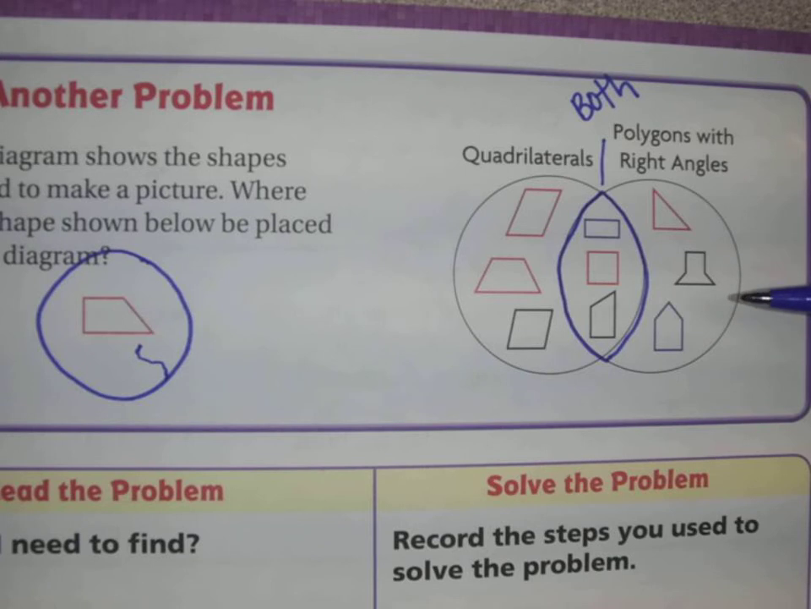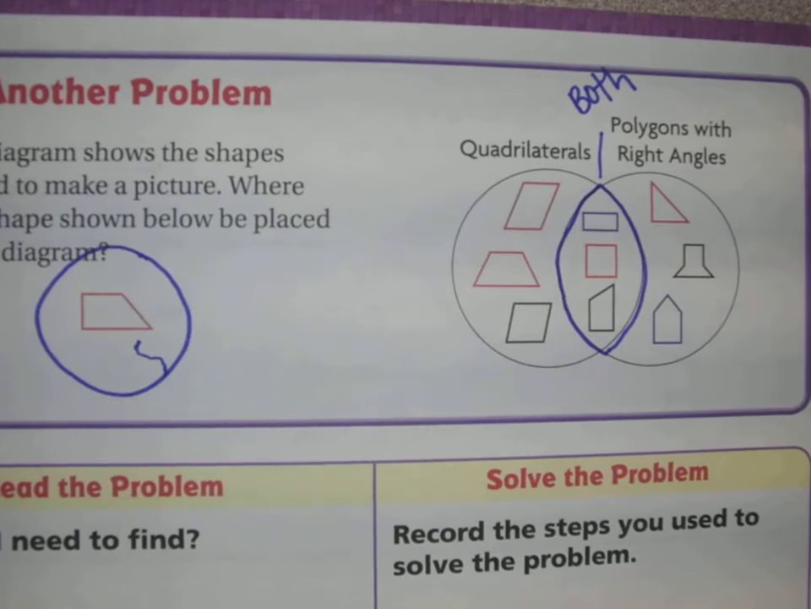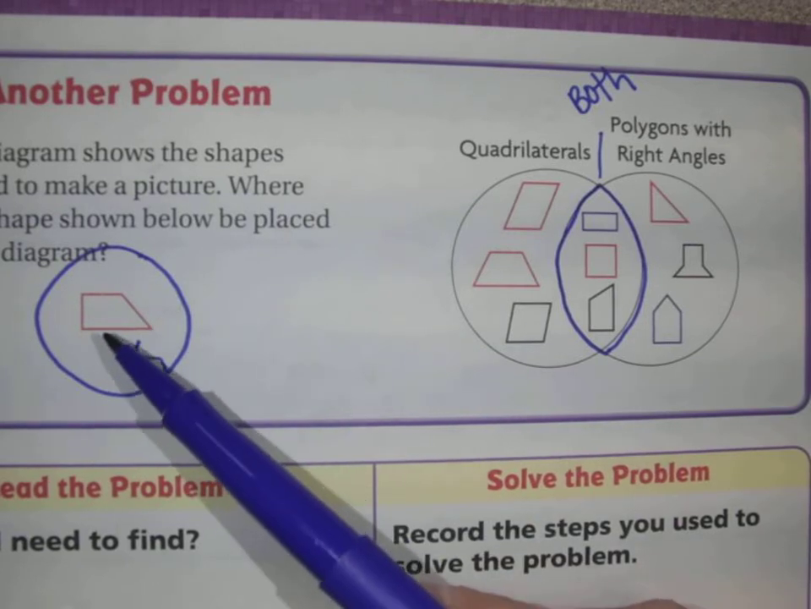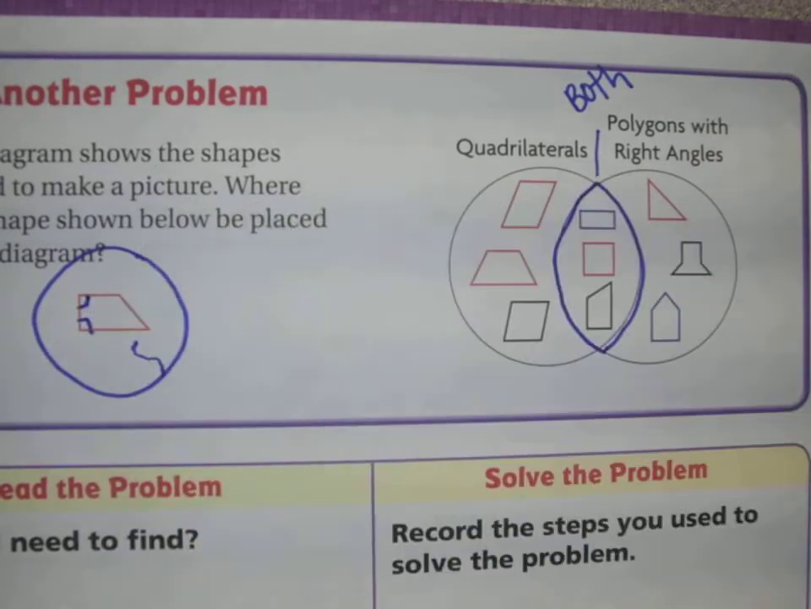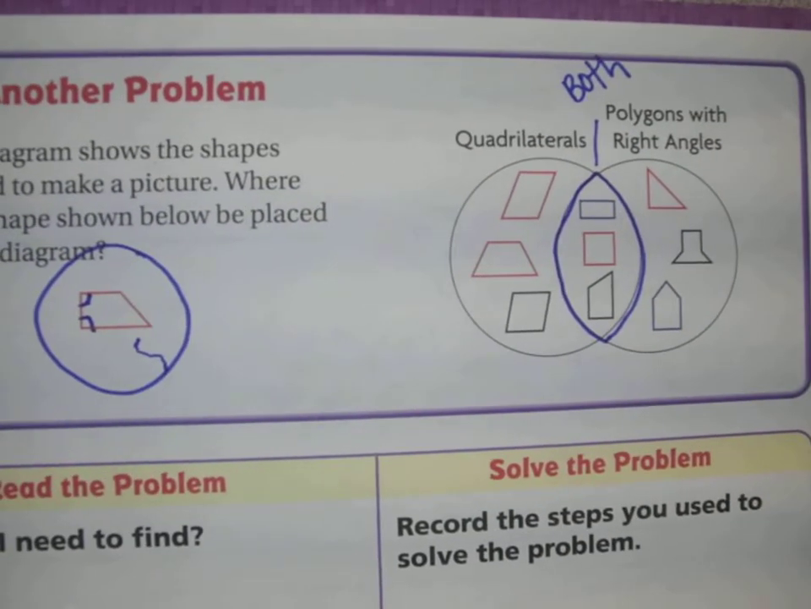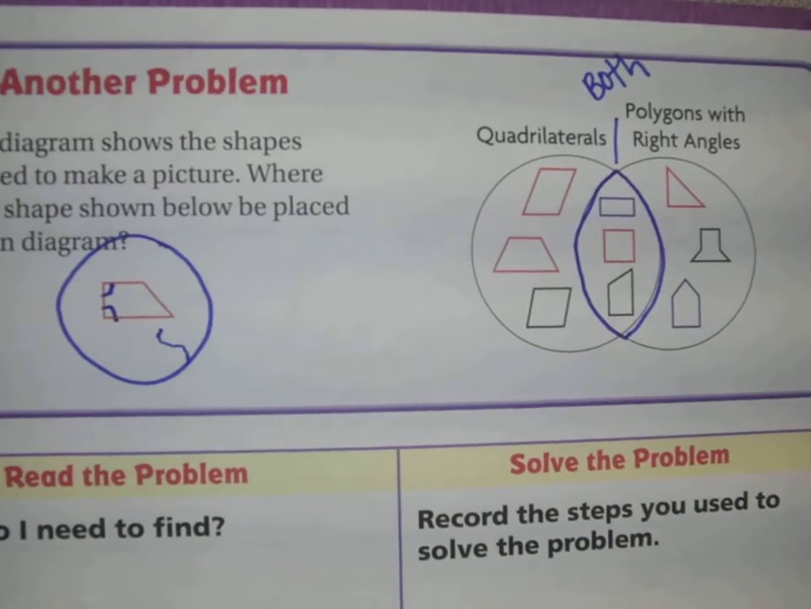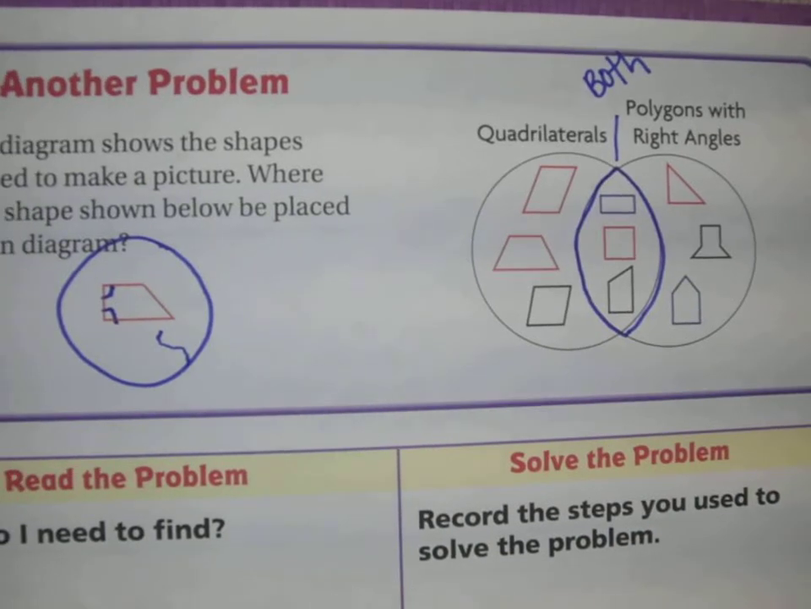I see they're all quadrilaterals. They are also polygons with right angles, okay? Does this figure have right angles? Absolutely. Here and here. Okay, so we know it's a quadrilateral because it has 4 sides and 4 angles. And we also know this quadrilateral is a polygon with right angles. So boys and girls, where would we draw this? Where would we put this? If you said in the middle here, you are absolutely correct.